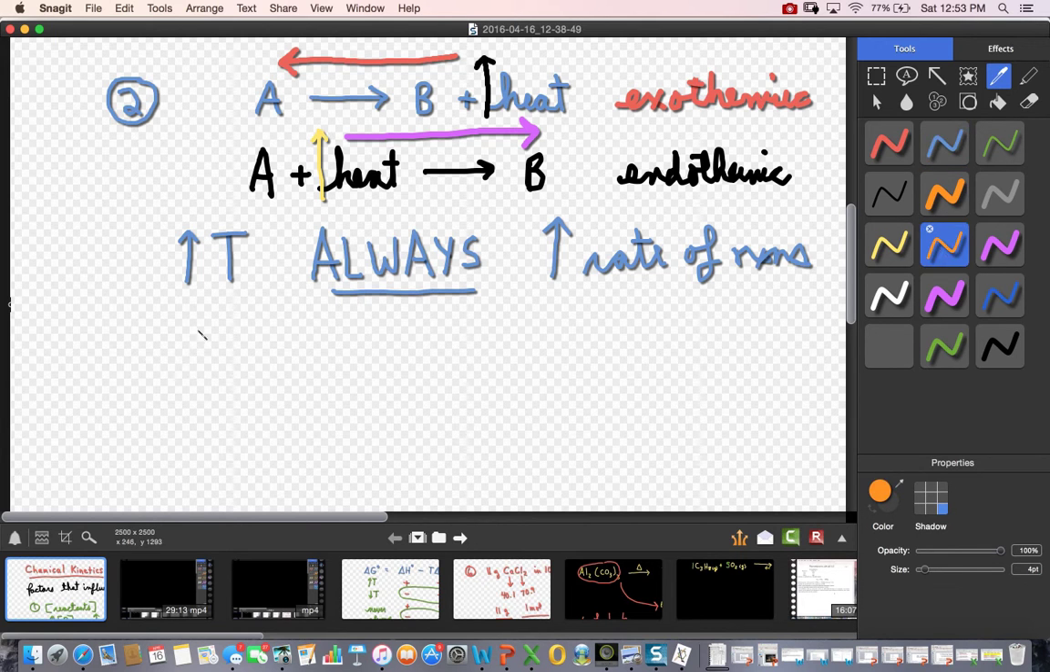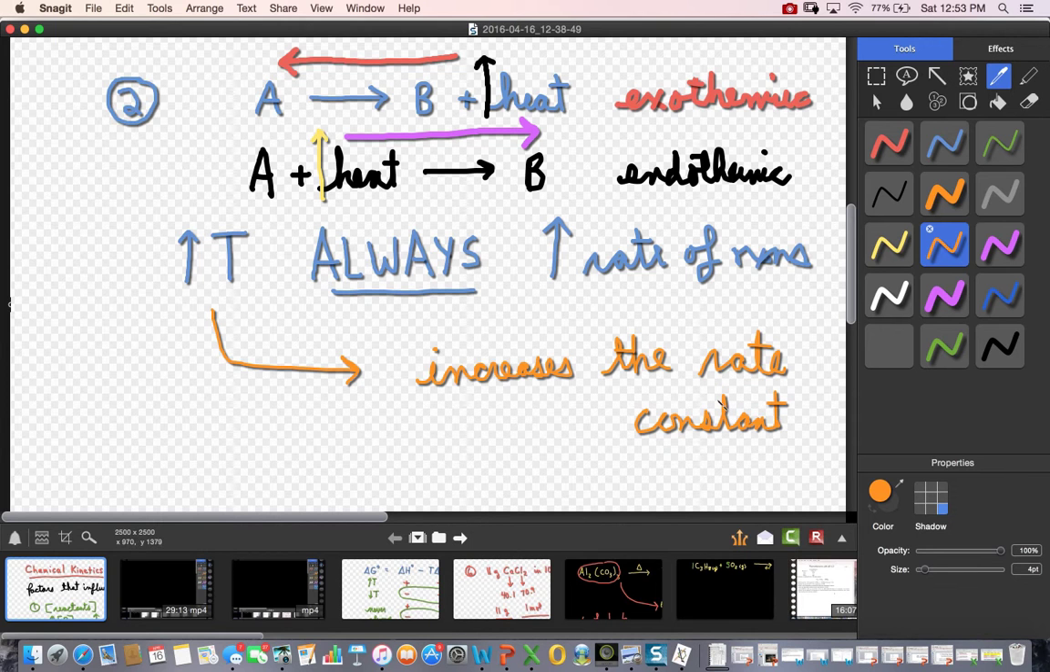Ultimately, increasing the temperature increases the rate constant. And I'll have a lot to say about this later once we talk about explicit rate laws and implicit rate laws.